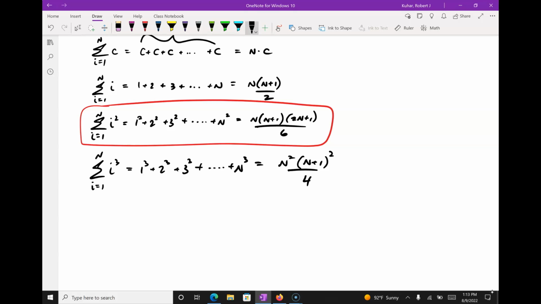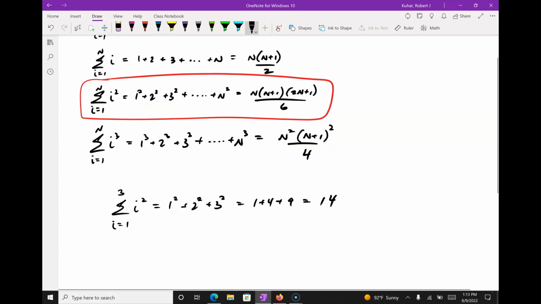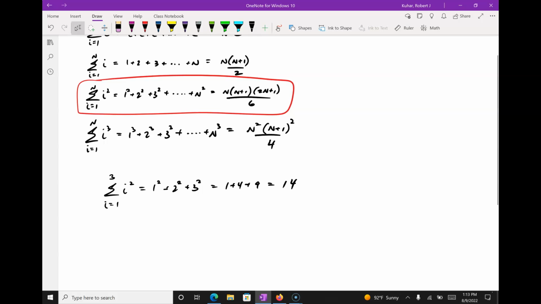All right, so let's take a look at the sum from i equal 1 to 3 of i squared. Well, i is an index, the first number, the second number, the third number. So I want 1 squared plus 2 squared plus 3 squared. That's 1 plus 4 plus 9. That's 14, right? And this is for n equals 3, right? Yes, you with me?